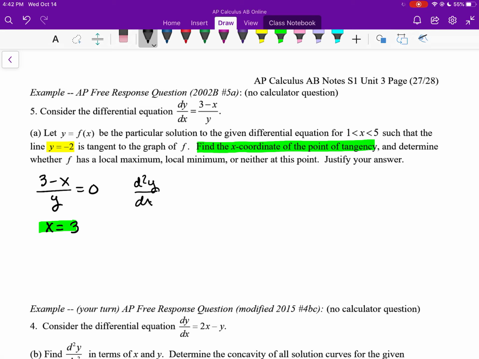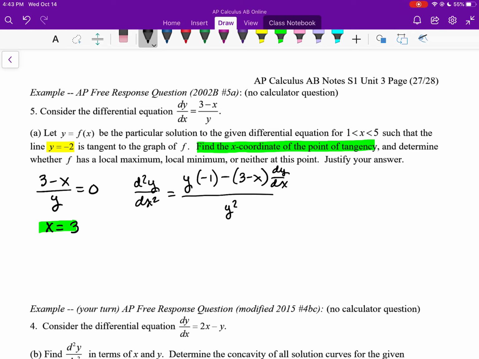d squared y dx squared. This is going to be a quotient rule. It is the denominator times the derivative of the numerator, which is going to be -1, minus the numerator times the derivative of the denominator, which is going to be dy dx, all over my denominator squared. I know what dy dx is. It is this 3 minus x over y. You don't really need to do that at this particular problem. I mean, you could plug it in and simplify.